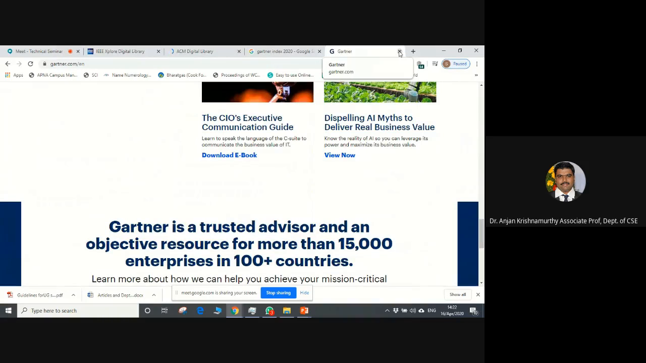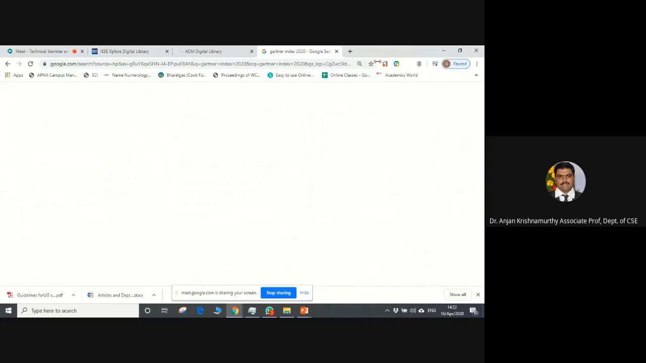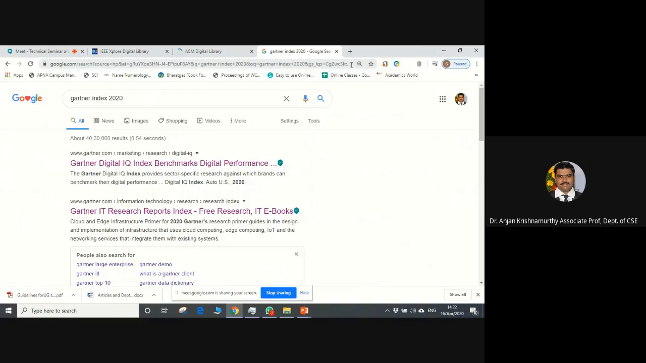After you have found a particular topic in Gartner's index, the next thing you can do is search for certain topics with respect to that particular area. Now, how do you do the topic search? You either search in Google or in research libraries like the IEEE Digital Library or ACM Digital Library, and try to find the connecting articles with respect to that particular domain, right?